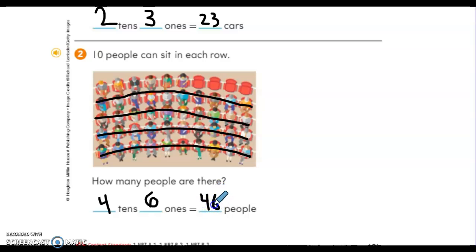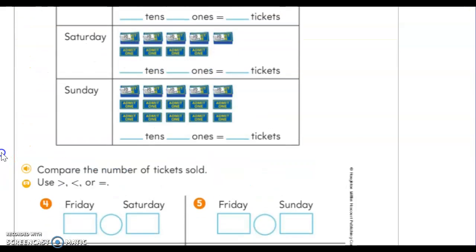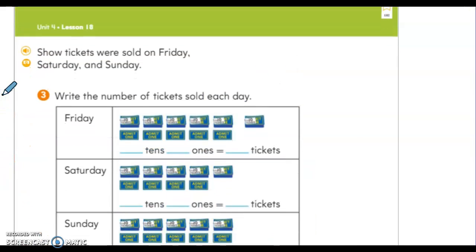Okay, so in these pictures we related tens and ones to make the numbers in practical situations, meaning like in things that you could actually see in your real life. Okay, so maybe the tickets to the show were sold on Friday, Saturday, and Sunday, and we have to figure out the number of tickets that were sold each day, and then on the bottom we're going to compare them. So we have to work with attention to detail so that when we compare our data, it's all accurate.